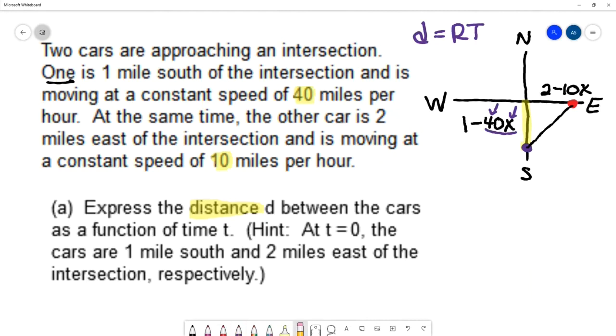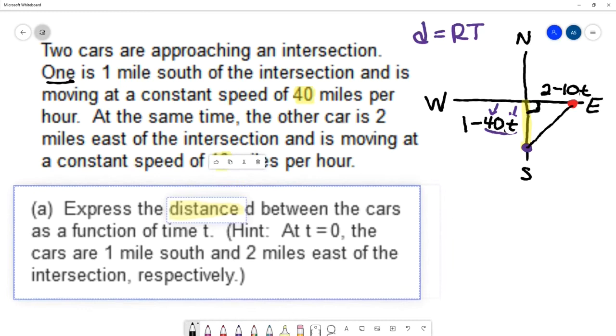So I guess I should be using t instead of x. So this should be t and this should be t. So 1 minus 40t and 2 minus 10t. And then if I want to find the distance between these two cars, I have the Pythagorean Theorem. This is a right triangle.